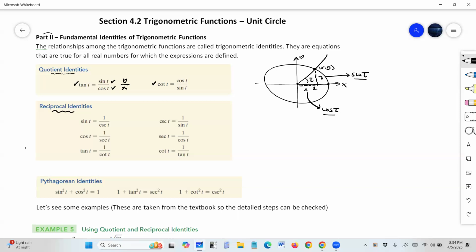And then we have the reciprocal identities. These are the main ones. We usually don't redefine sine, cosine, and tangent. Cosecant instead of 1 over y is 1 over sine t. Secant is 1 over cosine t instead of 1 over x. And cotangent t is 1 over tangent instead of the usual x over y.